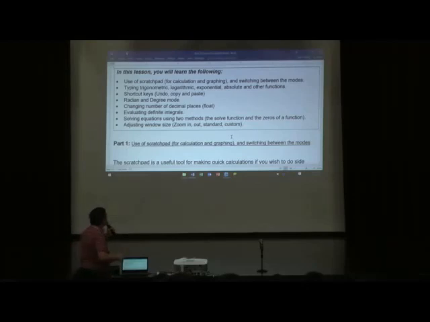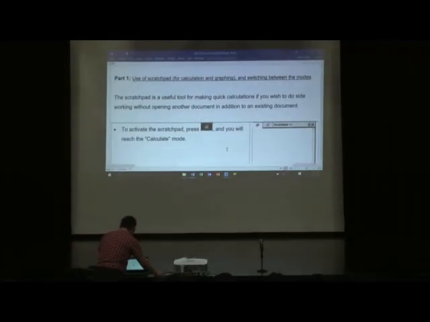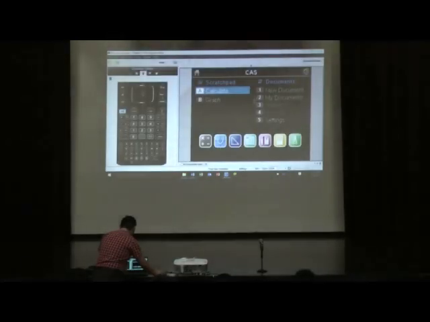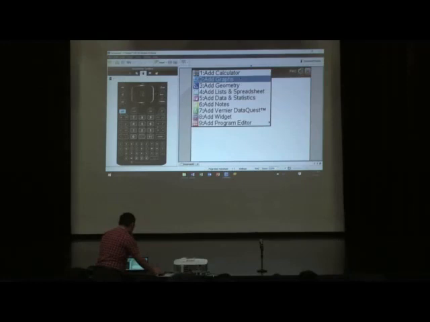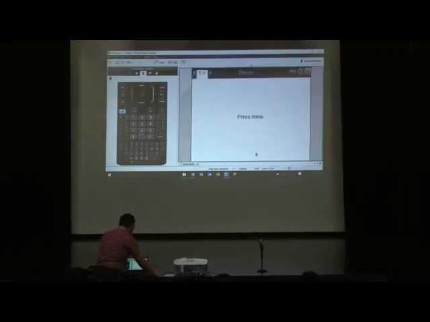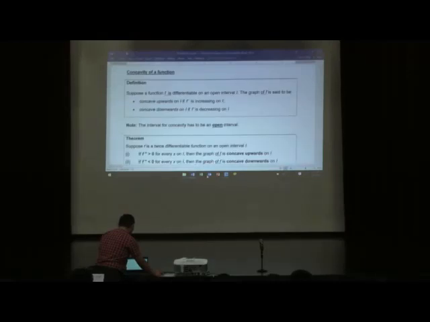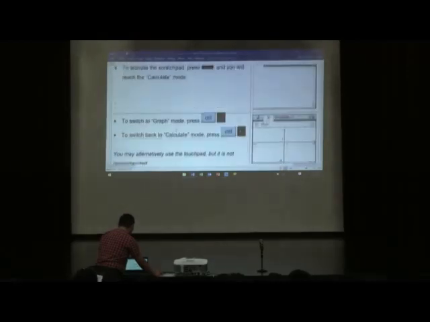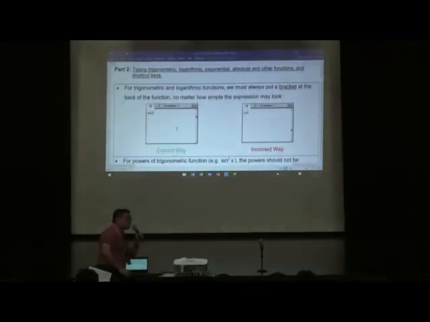Now, I'm not going to touch on this scratch pad. Usually what you can do is open a new document, then add a calculator or graph. So I will just be using this. Let's take a look at the most important part, part 2, which is on the next page.